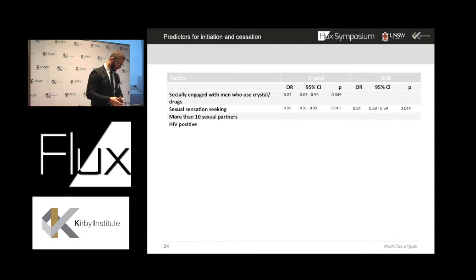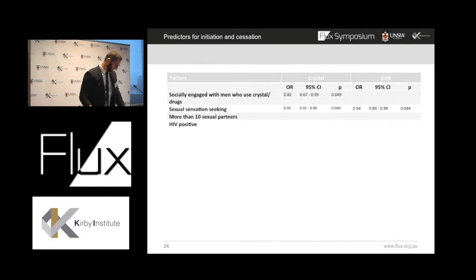Looking at the common factors driving cessation in these two drugs, we see that those who were less sexually adventurous, and scored lower on the sexual sensation seeking scale, were more likely to stop using both drugs. For crystal users, those who were less socially engaged with other gay men who used crystal were more likely to stop using crystal. The pattern for GHB is similar, but the numbers are too small to be reliable. But as this study progresses, again, we'll be able to see these patterns emerge.